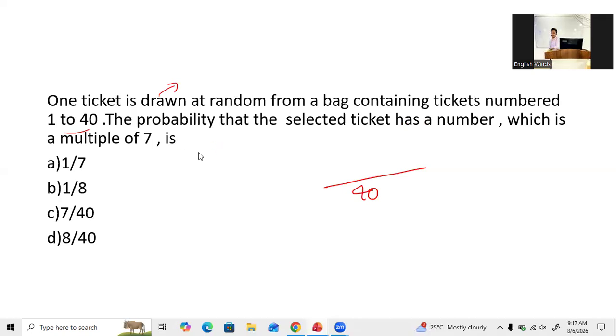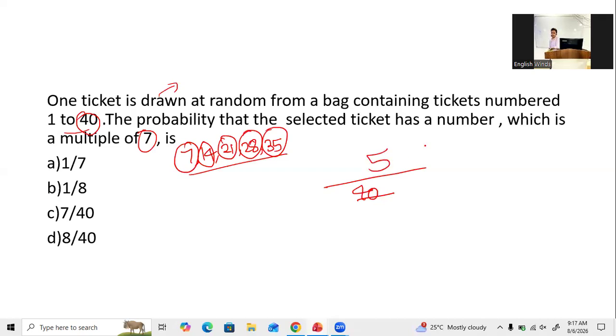See, if they say multiple of 7 or multiple of 3, it means they're asking for the 3 table or 7 table till this particular number. So here they are asking for the 7 table till 40. So it could be 7 ones are 7, 7 twos are 14, 7 threes are 21, 28, 35. But we can't go further. Why? Because we have only till 40. So how many possibilities can it be? 1, 2, 3, 4, 5.